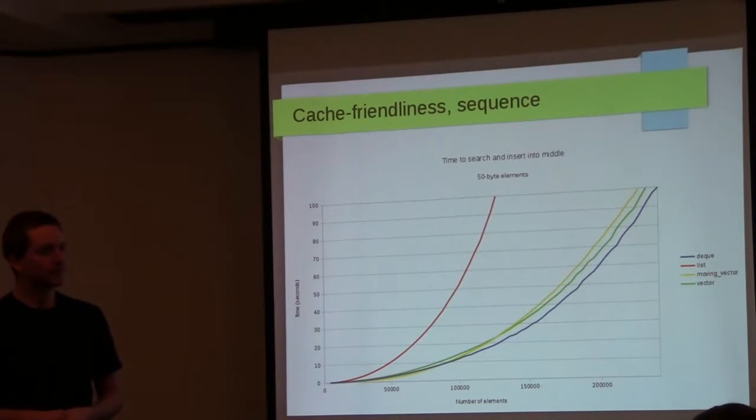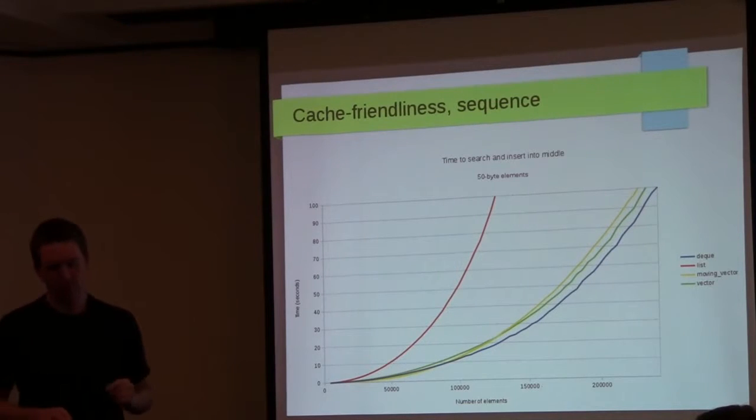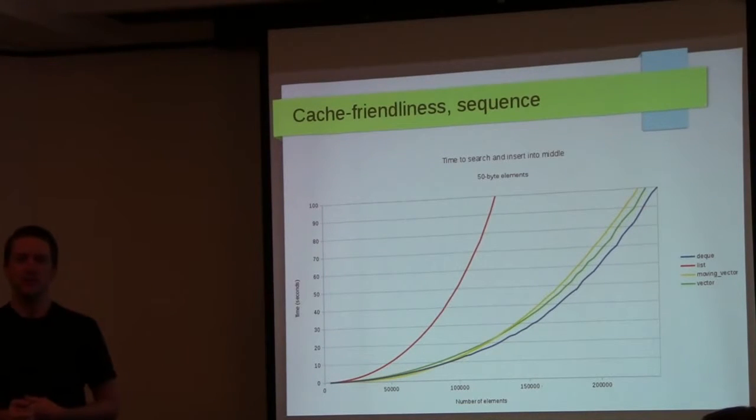Yes? Which random number generator do you use? The question was, which random number generator did I use? I used the C++11 standard MT19937, the Mersenne Twister engine, seeded with the value 0 to make the runs repeatable across different tests.